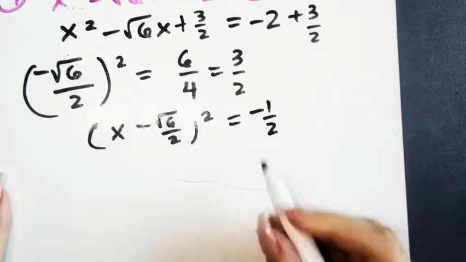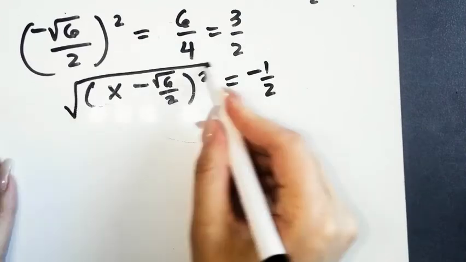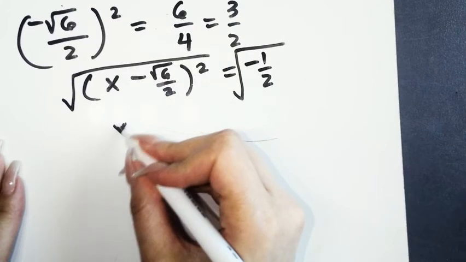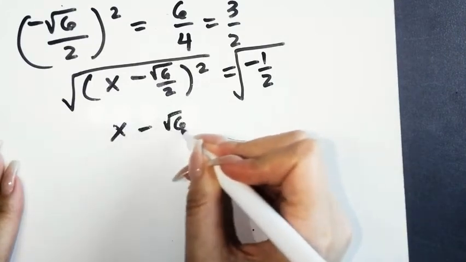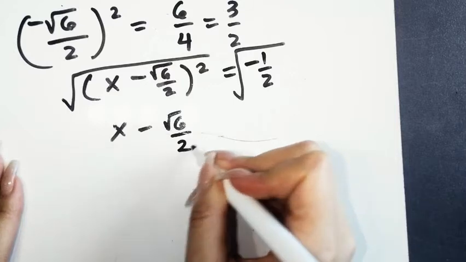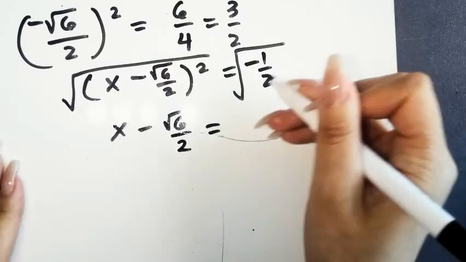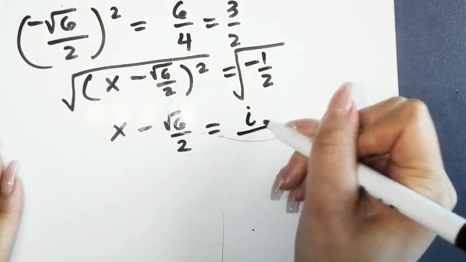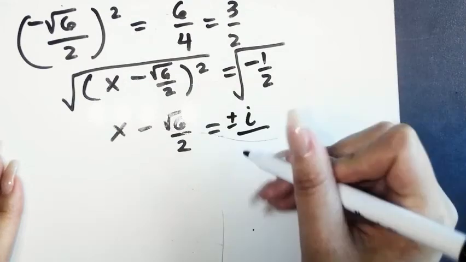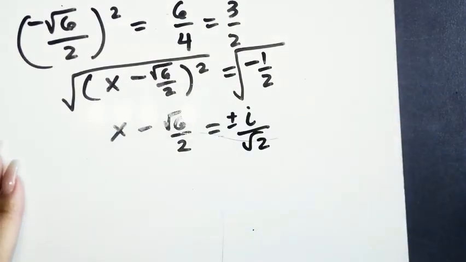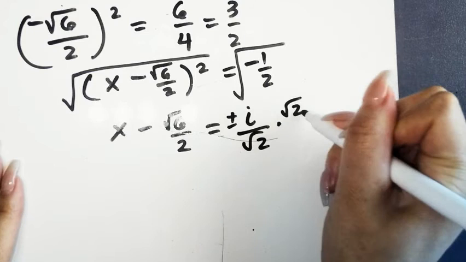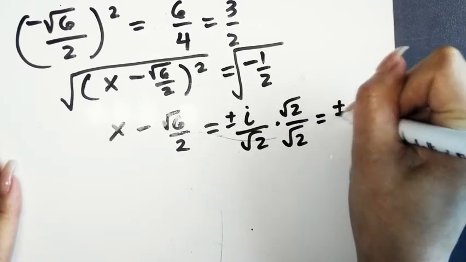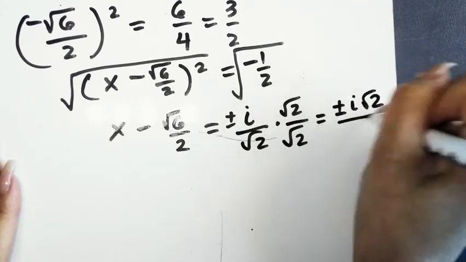With that being said, you are going to square root both sides, canceling the square, so you have x minus square root of 6 divided by 2 is going to be equal to, the top is going to be the square root of negative 1, which is just i, and the bottom is going to be the square root of 2. Of course, you don't like this, so we need to rationalize. Multiply top and bottom times the square root of 2, and this is equal to plus minus i square root of 2 divided by 2.